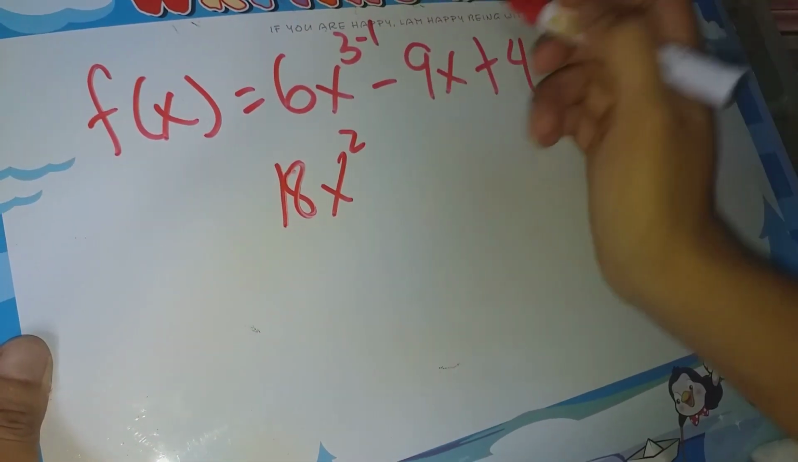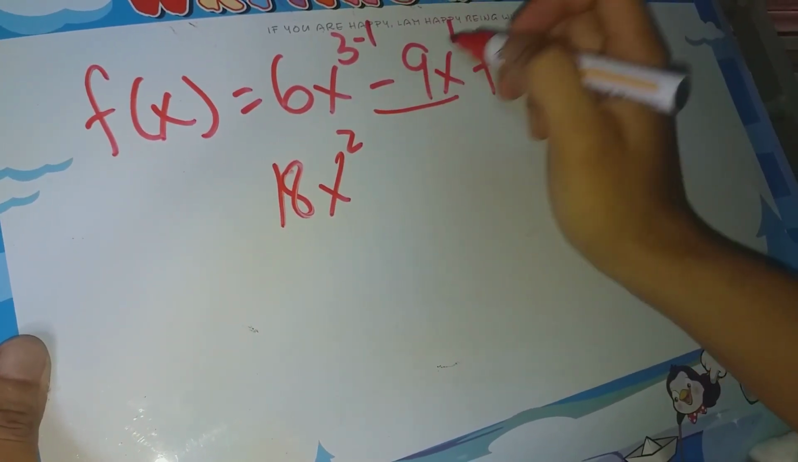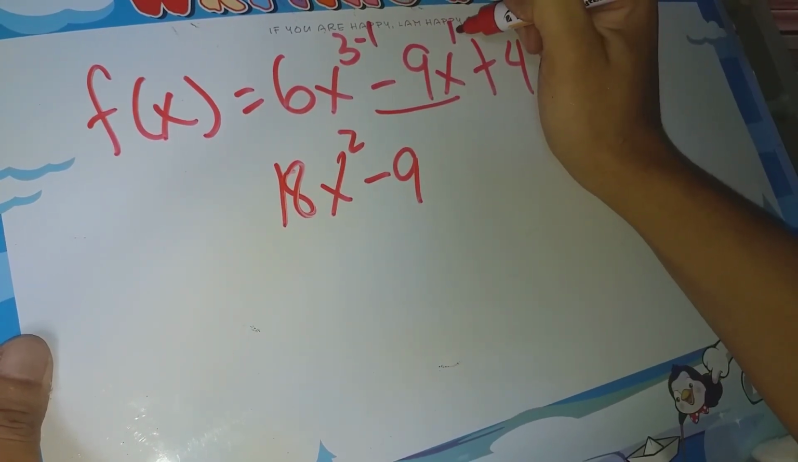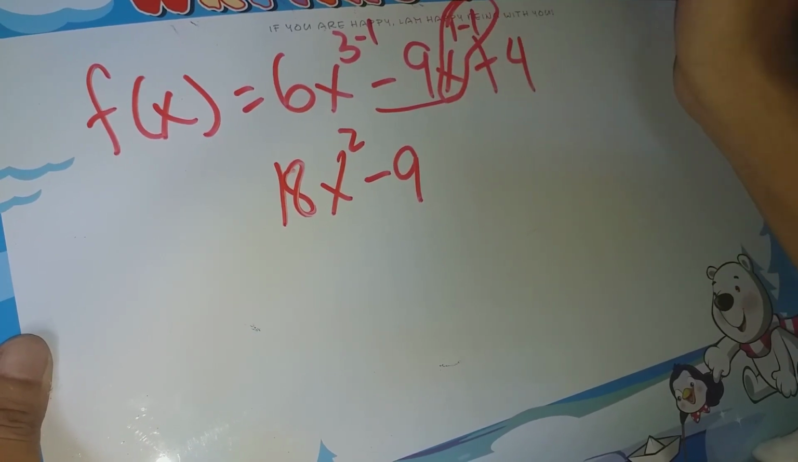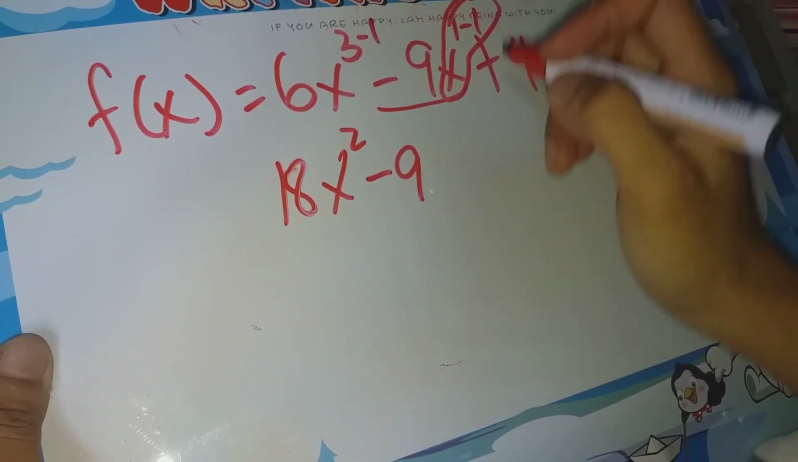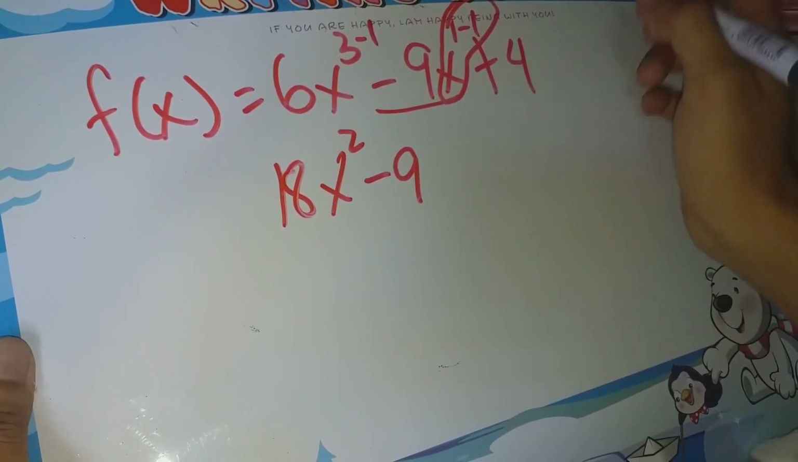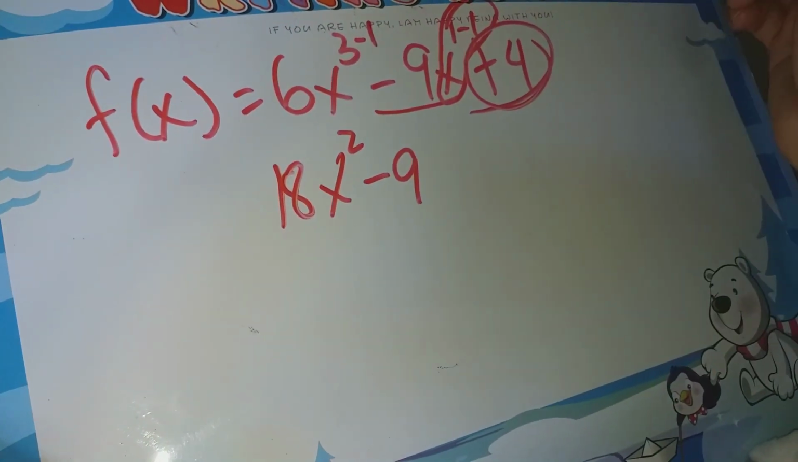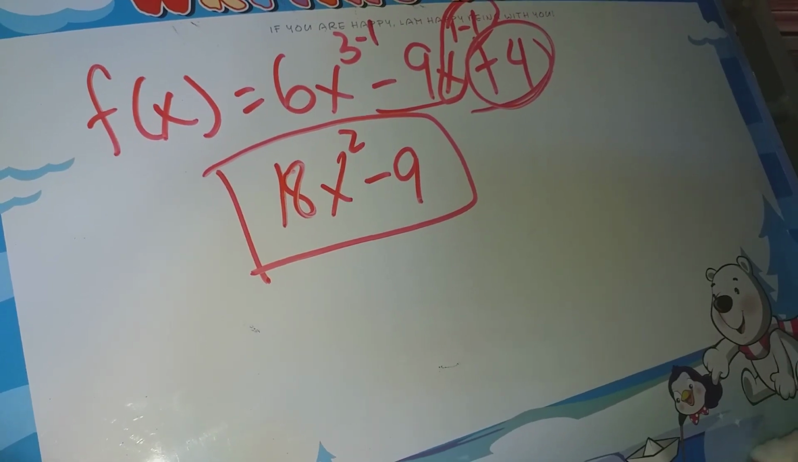And then proceed to the next term. Simply, there is an imaginary 1 here. So negative 9 multiplied by 1 is negative 9. And then we're going to subtract 1 from the exponent, or simply disregard the literal coefficient. And take note, any constant in a given function automatically becomes 0, or simply disregard the constant. So the problem number 3, the final answer is this one, 18x squared minus 9.